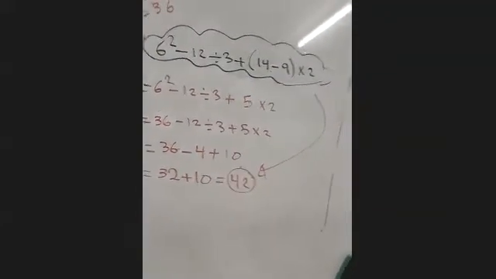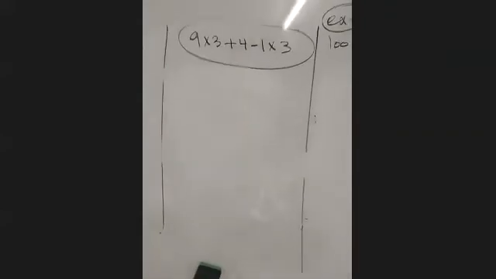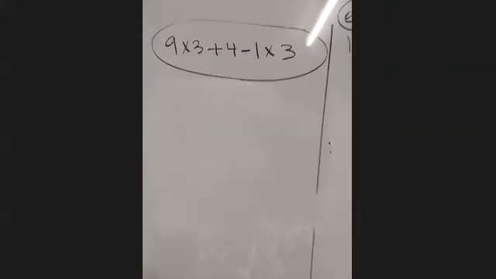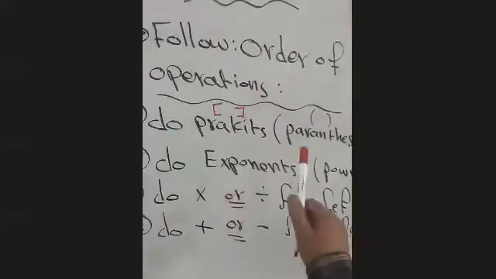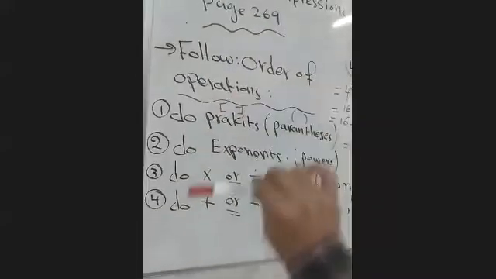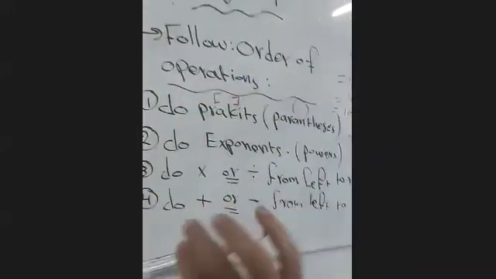This is an example here. Now let's take a look at this example. Here we have a numerical expression. Let's follow the order of operations. Do we have brackets? The first thing we need to search for is parentheses. We always follow this order, always guys, always follow the order of operations.